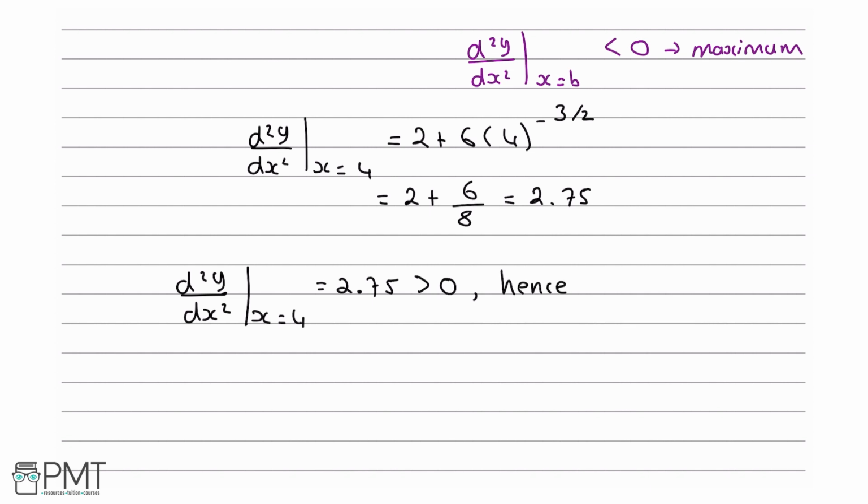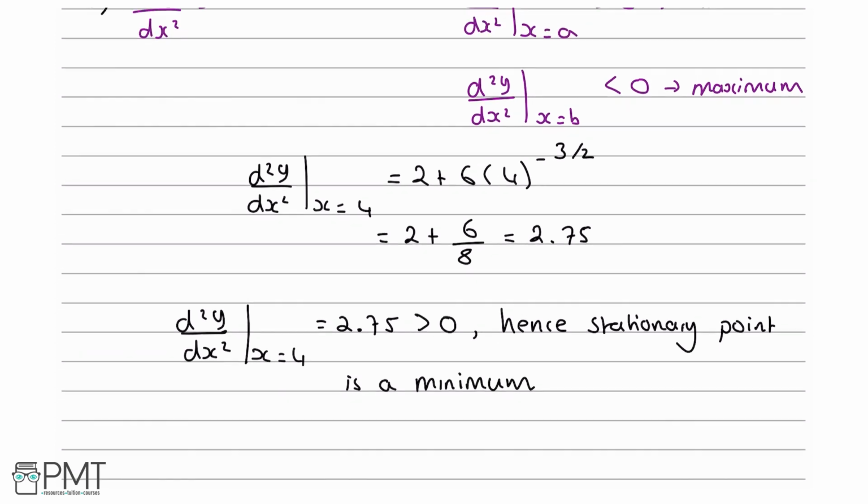Hence, stationary point is a... So we said if it is greater than 0, it's a minimum. So, hence, stationary point is a minimum.